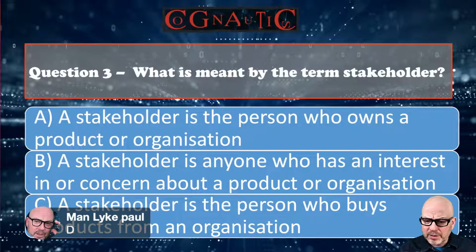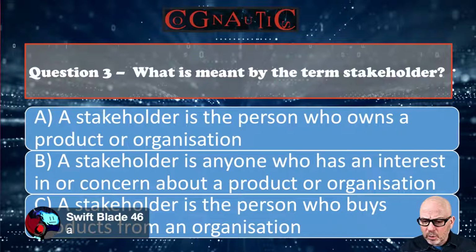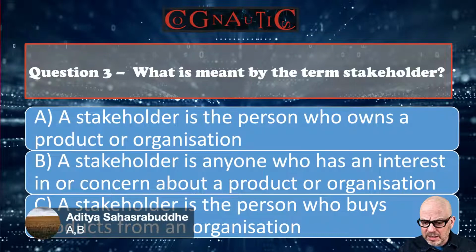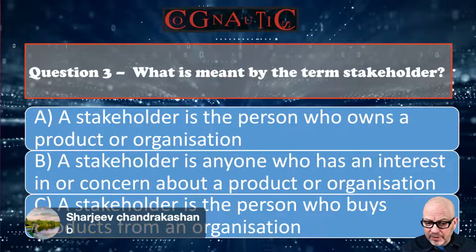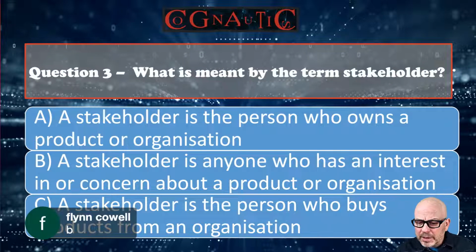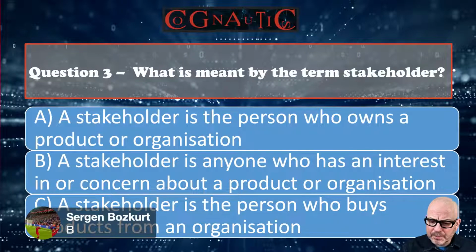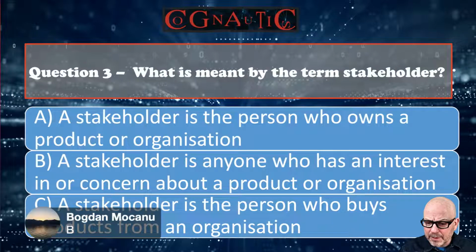I think we've got Bogdan with a D. Swiftblade with an A. We've got Man Like Paul with a D. We've got Aditya with A and B. Emad with A. Sharjeev with B. This has split the field. We have Flynn with B. We're getting more Bs there. We've got Sergen with a B. A B for Boskurt. We're getting in there. Any more for any more? I think, again, we should go for a happy triangle there. Bogdan with B. I thought I'd done you. Oh, no, you didn't. Bogdan with B.